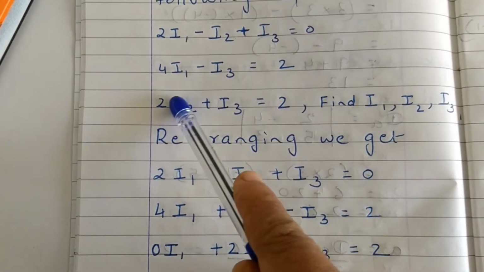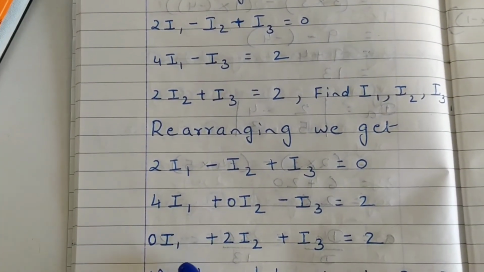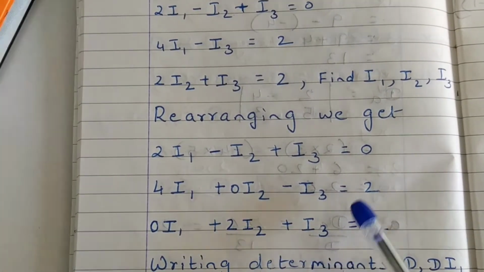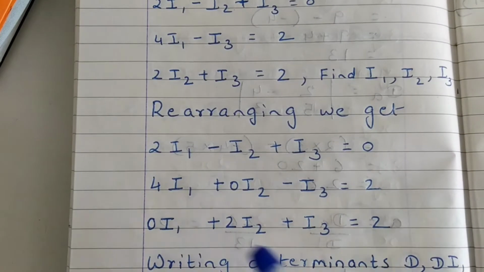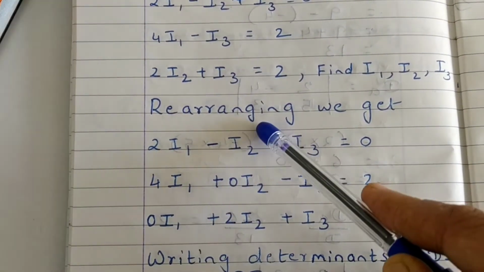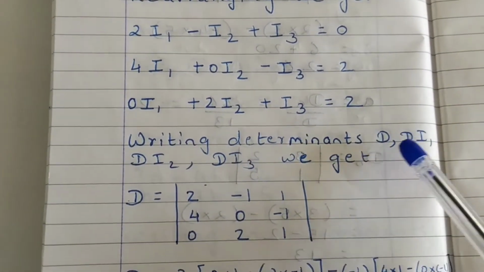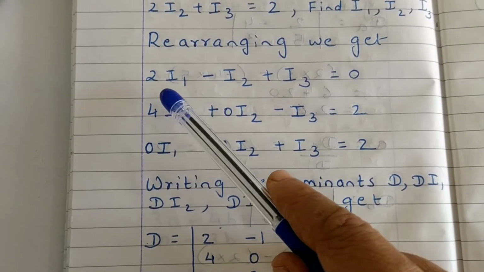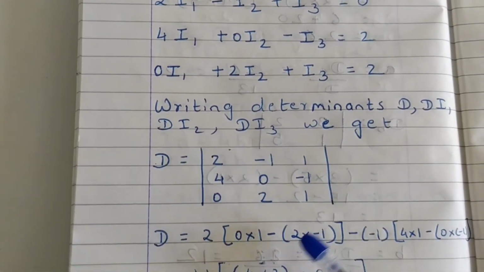Similarly, in the third equation, there is no term with I1. So, what we will do? We will write 0 I1. So, it is 0 I1 plus 2 I2 plus I3. As I said earlier, all the constant terms should be on the right hand side. All I1 are in one line, I2 and I3. Now, we will find determinant D, dI1, dI2 and dI3. So your determinant D is nothing but the coefficients of I1, I2 and I3, and you will solve this determinant.